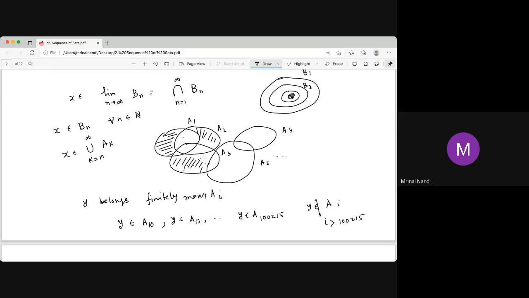So what happens? That means y does not belong to any Bi. Bi is the union of these after 1 lakh 250, so for all i greater than this, y cannot belong to that intersection. This implies y is not in the intersection. So y does not belong to the limit. Limit means the intersection.